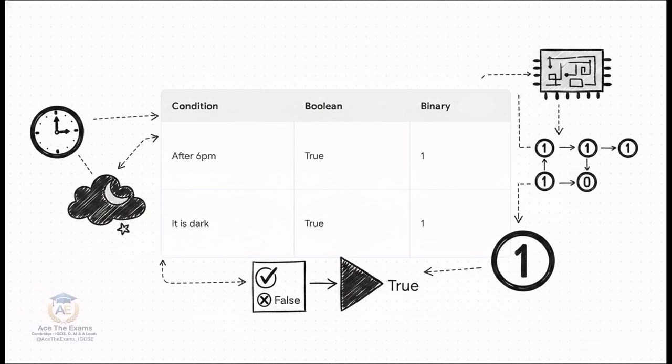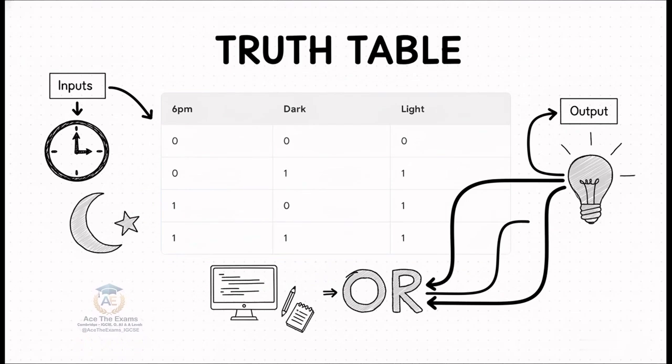We do the exact same thing for the condition it is dark. We are literally translating physical reality into ones and zeros. And this step-by-step translation is exactly what the mark scheme rewards. And following that logic, you can see how it builds out our resulting truth table.